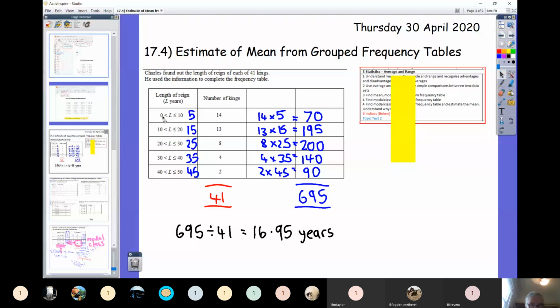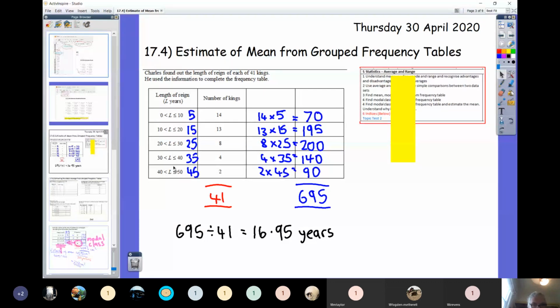Let's take these 13 kings. These 13 kings were king for between 10 and 20 years, and so on. So right at the bottom here, we've got 2 kings and queens who've reigned between 40 and 50 years. So that's going to be sort of Queen Elizabeth II, our queen at the moment, and Queen Victoria. Okay, so this is the difference, this column here.